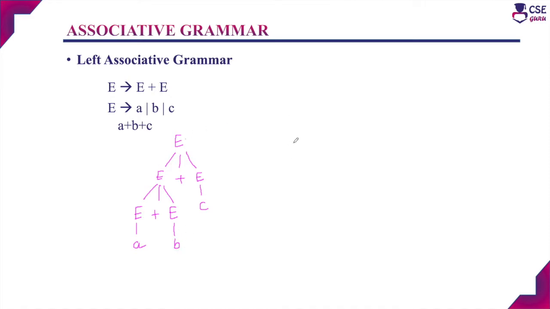We will construct one more parse tree. E derives E plus E, and for the second non-terminal, we apply E plus E. Then for the non-terminals, E derives A, E derives B, and E derives C. So there are two different parse trees for deriving the same string A plus B plus C. But which one is right?